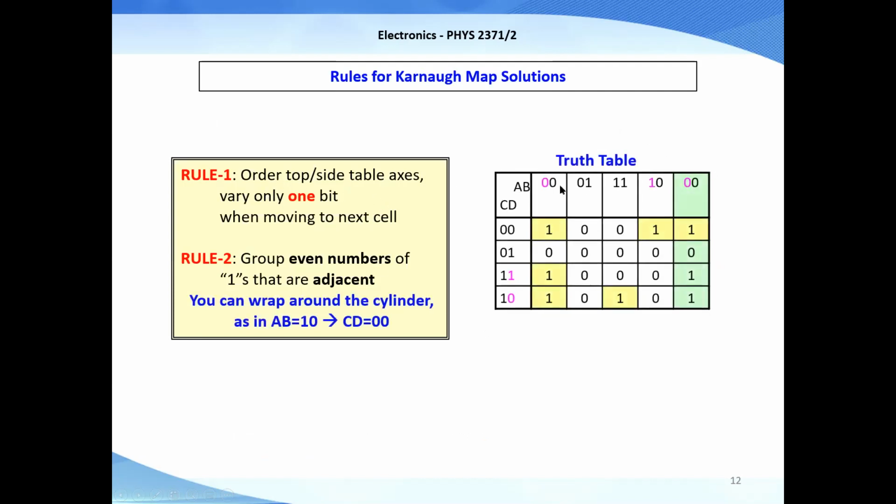Okay, so the rules are you have to order the top axes and the side axes a certain way. And now you want to group even numbers of ones, like these two ones. Well, let's go back here. These two are adjacent, right? In this example, it doesn't matter what D is. D can be 1 or 0, so D is going to drop out.